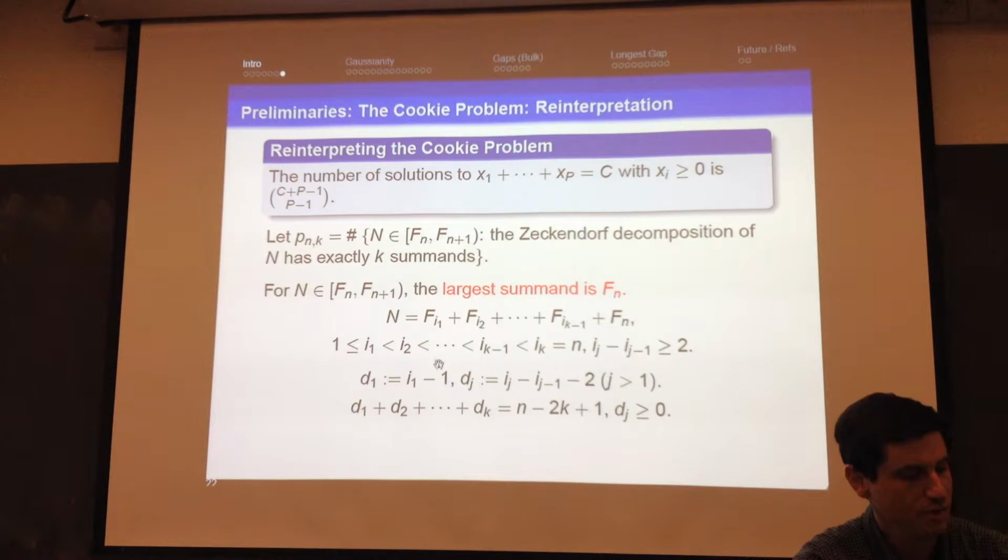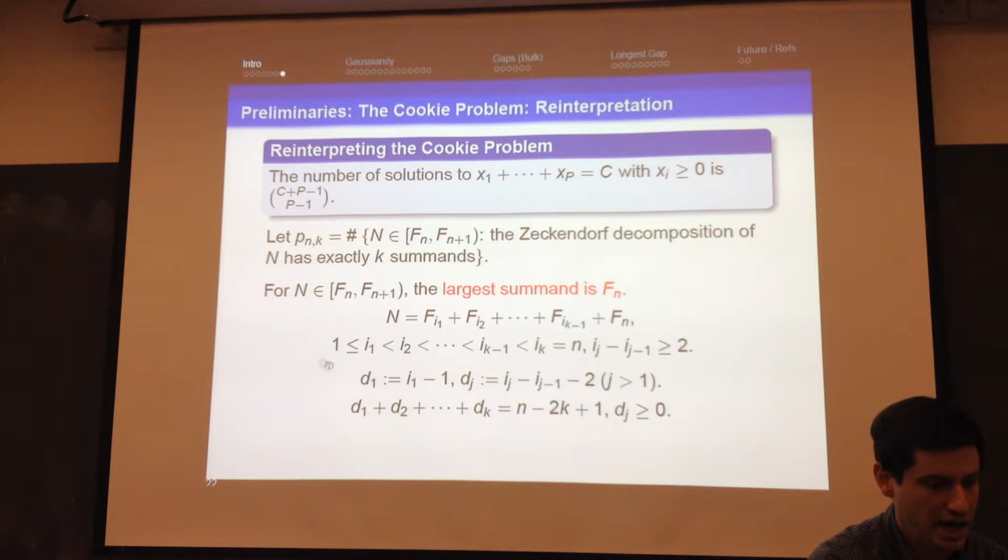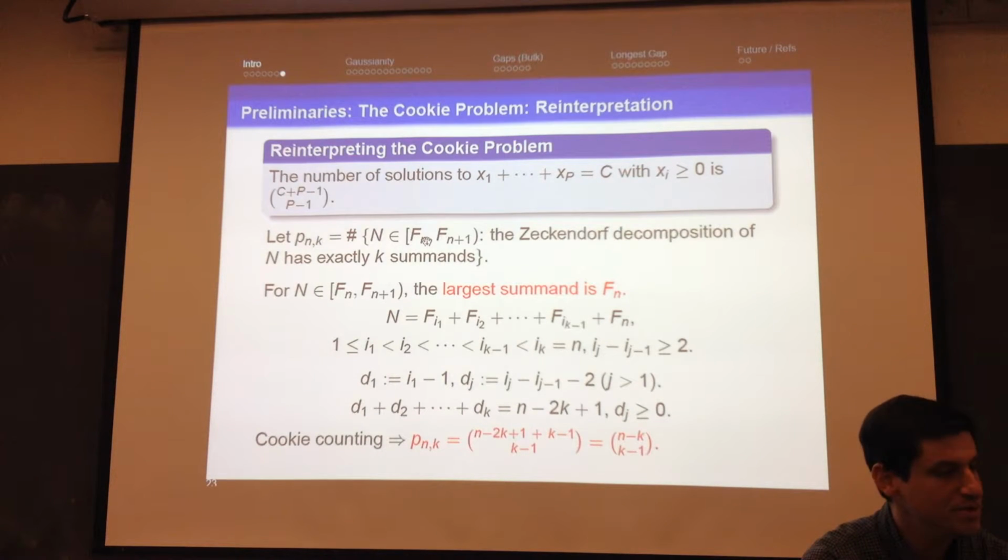Well, this is the same as the cookie problem. Let d_1 be i_1 minus 1, d_j be i_j minus i_{j-1} minus 2. For each gap, I'm subtracting what it's forced to be. So the d's are the excess over what they must be. And the reason is, this is like the cookie problem, where I now require the first person gets at least 1 cookie, the second person gets at least 2 cookies, and so on. So when we put all this in, it's now the same as the sum of the d's is n minus 2k plus 1. That's the cookie problem. We have a closed form expression for how many numbers in this interval have exactly k summands. It's just n minus k choose k minus 1.